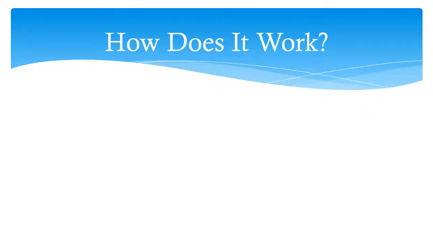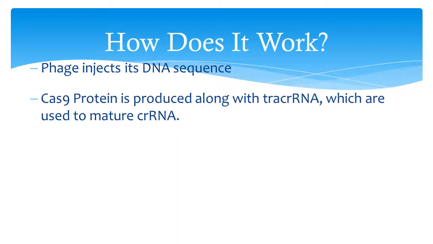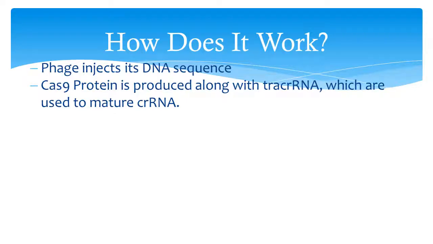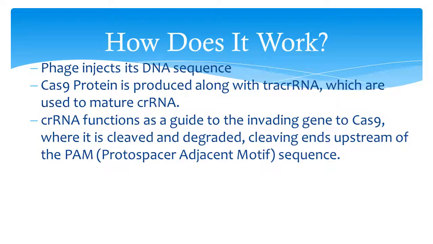So how exactly does CRISPR work? We begin by having a phage inject its own DNA sequence into a bacterium. Cas9 is produced along with tracer RNA, and these two combine to form a complex, used to form mature crRNA. crRNA functions as a guide for the invading gene into the Cas9 system, where it will be cleaved and degraded.